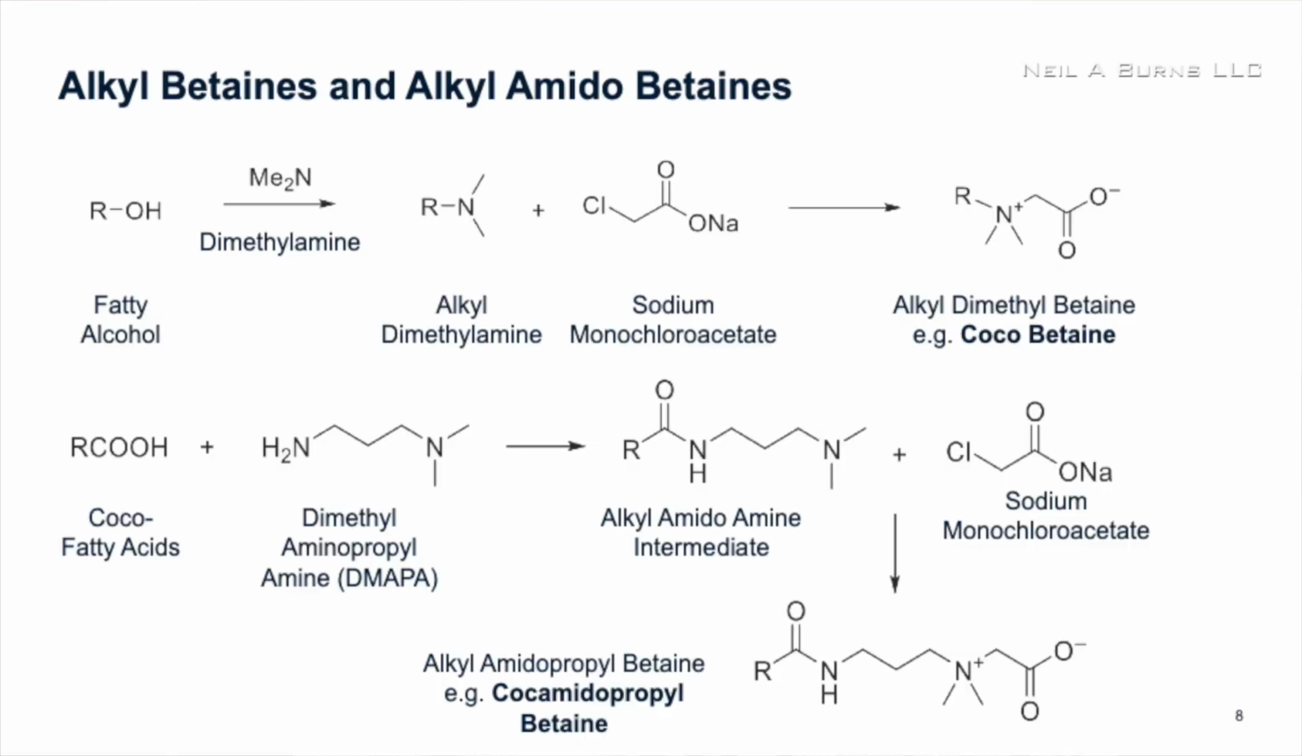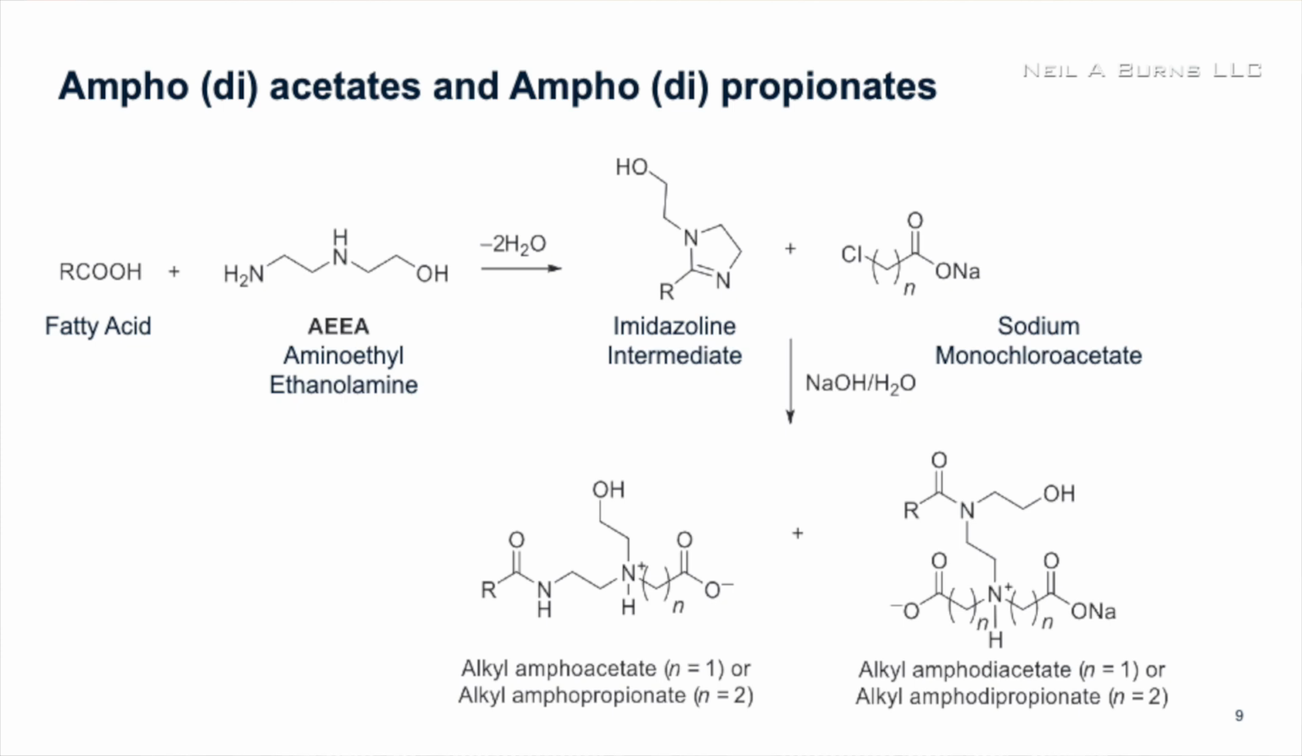Okay, moving out of the cationic group into amphoterics, betaines, of course, built on dimethylamine, and going through the various intermediates you've seen in this slide, and amphodiacetates and amphodipropionates, going through AEEA, easy for me to say, aminoethylethanolamine, as you can see in this slide.